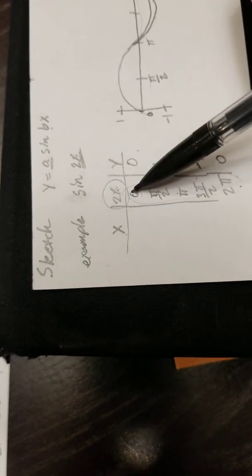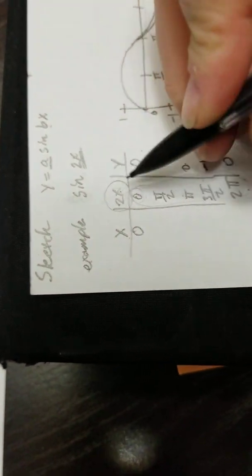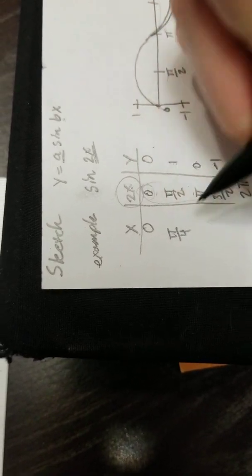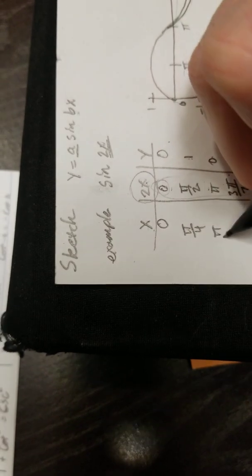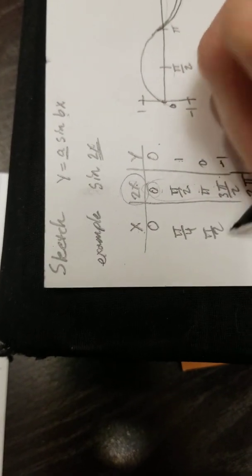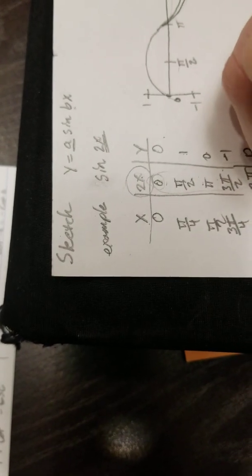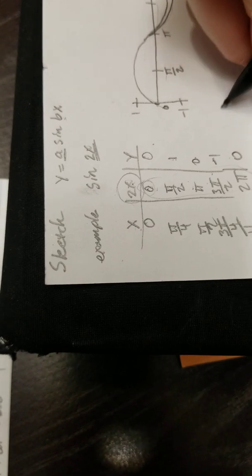But now I need to solve, so I need half of 0 to be 0. Half of pi over 2 will be pi over 4, because 2 pi over 4s will be pi over 2. And then this will be pi over 2. And then this one will be 3 pi over 4. And then this one will be pi. Okay? So now, my graph.